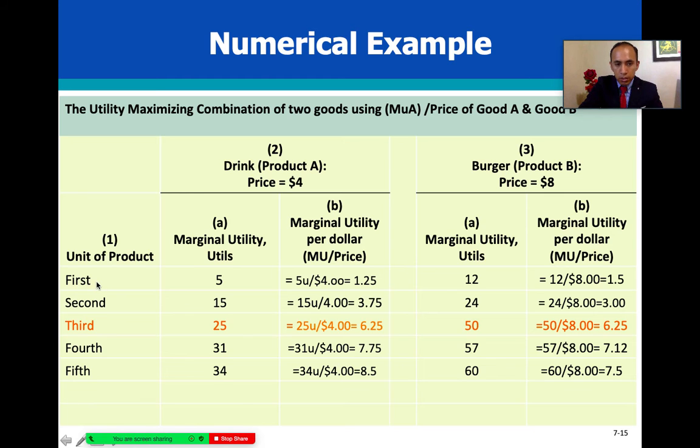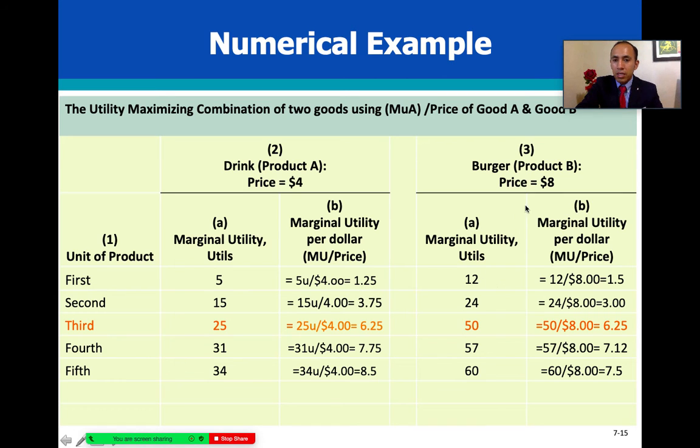So the first unit of the good gives you a marginal utility, or additional satisfaction, of 5 utils. You take that marginal utility and divide it by the price, which is $4 for the drink, and that gives you 1.25. This is 1.25 marginal utility per dollar, utils per dollar. That's the satisfaction per dollar. How much satisfaction is your dollar giving you? 1.25 utils per dollar.